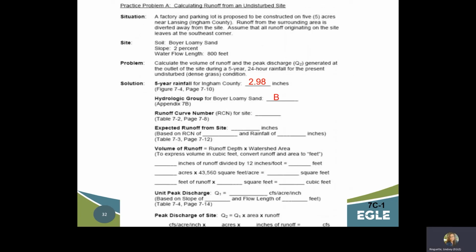Let's go back to our original problem and enter B for the hydrologic soil group as shown in red font on this slide. The next question is to find the runoff curve number for the site. Remember that the runoff curve number takes into account both the hydrologic soil group and land use. Please refer to Table 7-2, Runoff Curve Numbers for Selected Site Conditions, to find the appropriate runoff curve number for this site.